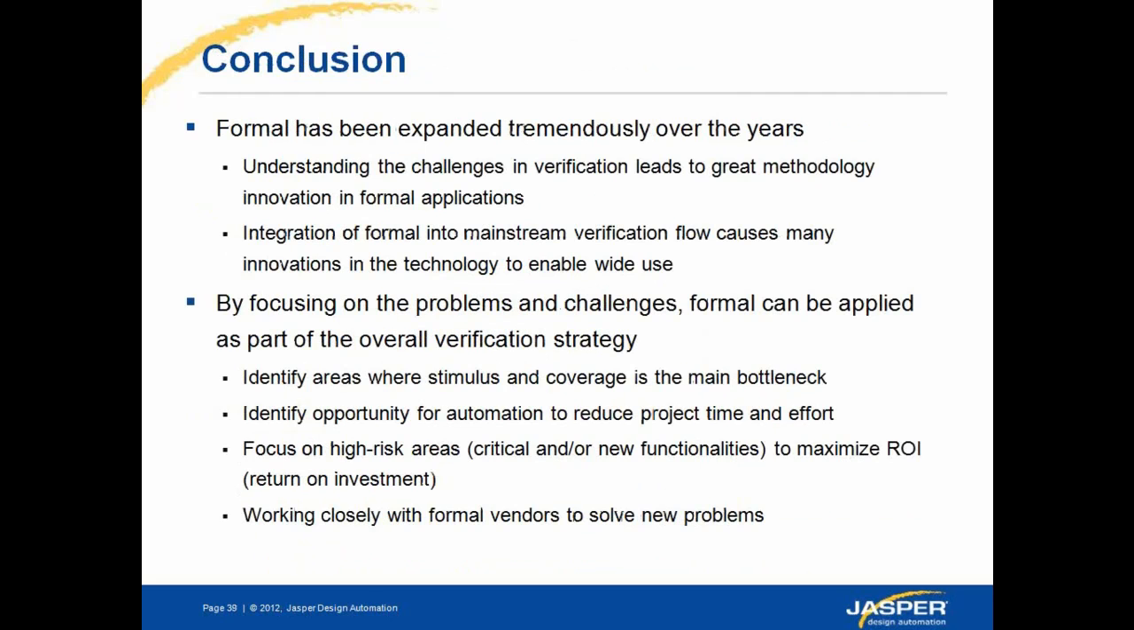So the conclusion is that formal has expanded a lot over the years. We have been working together with the customer, focusing on problems and not on the technology. So not just saying this is our tool, just use it. We have been good listeners to really see what were the verification pains that the customer had, and eventually all those problems led to our suite of applications.